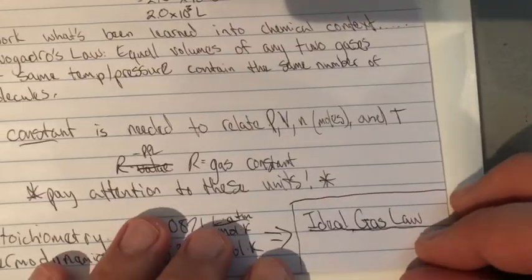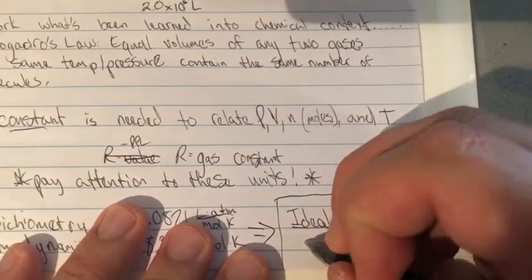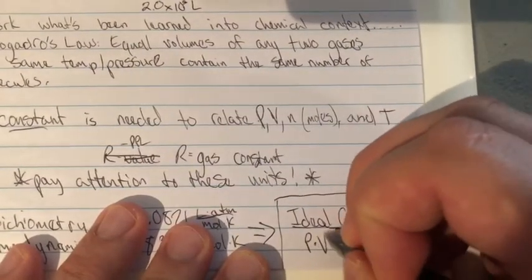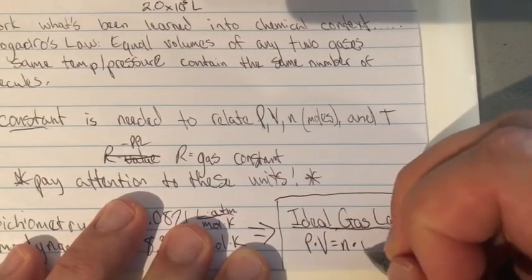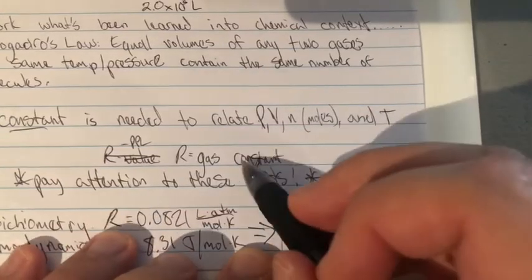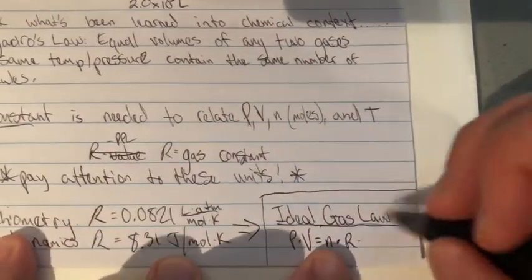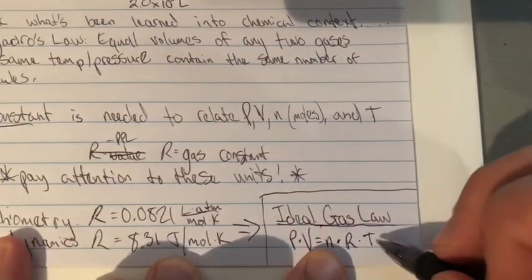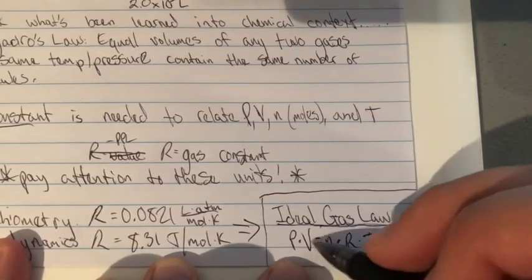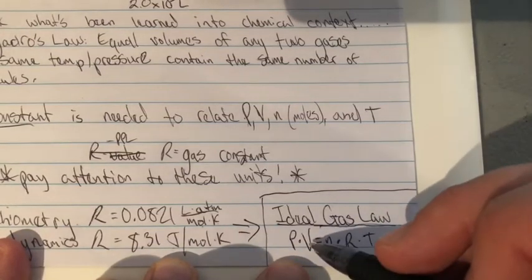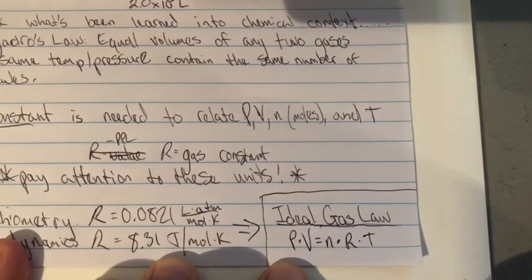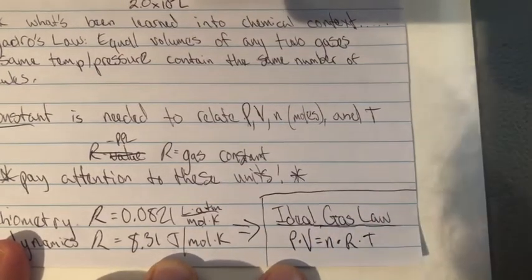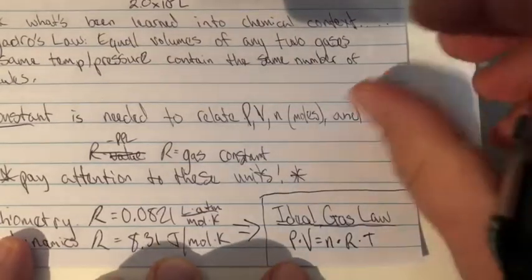Now, the ideal gas law is going to be P times V is equal to n times R, again the gas constant, times T. So T should be in Kelvin, V should be in liters, P should be in terms of atmospheres, and n is just going to be the count of moles.